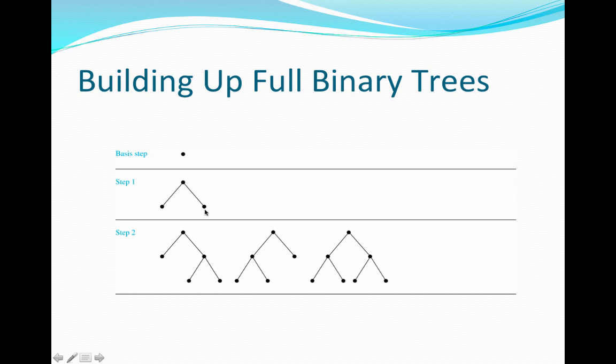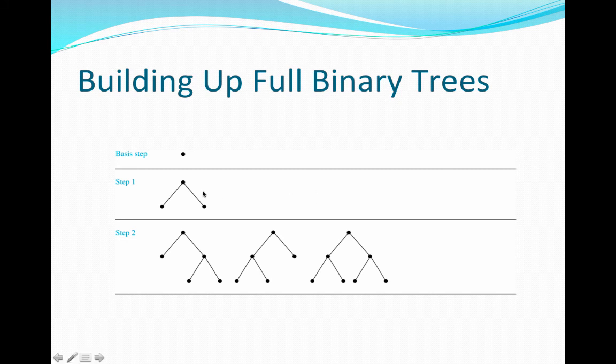two trees formed in a previous step and add a root to the bottom and connect that root to each of the roots of the different trees that we have previously defined. So in step one, we can simply add two copies of our tree formed at the basis step, simply our root, and add a root connecting that root with each of the roots of the different trees previously defined.